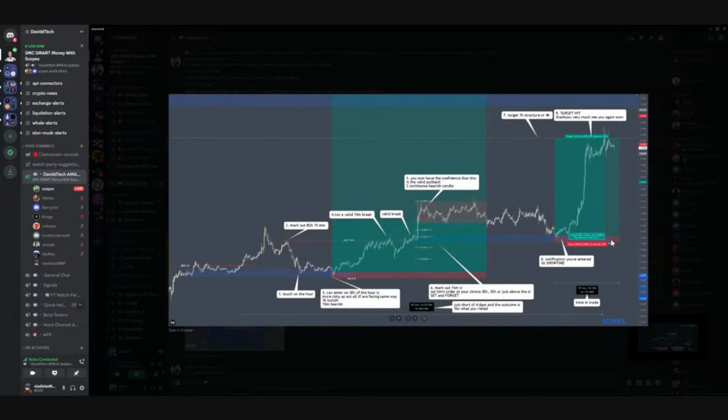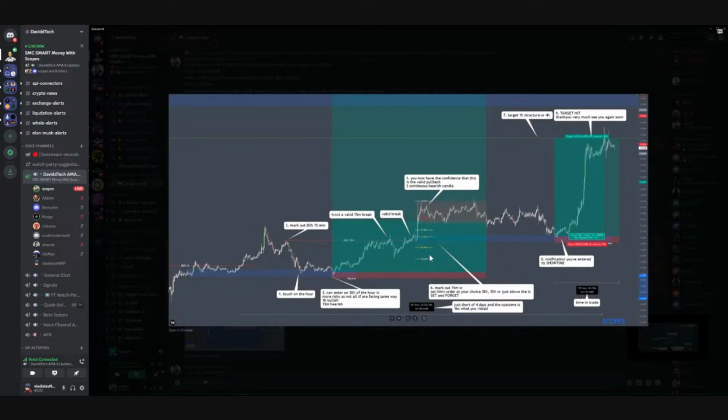So for me, I just set this. This is my POI on the 15 minutes. And this is targeting the 1 hour structure or the 4 hour structure. They were both pretty much the same. Put a green line straight across, target it. So that's how I'm doing it.